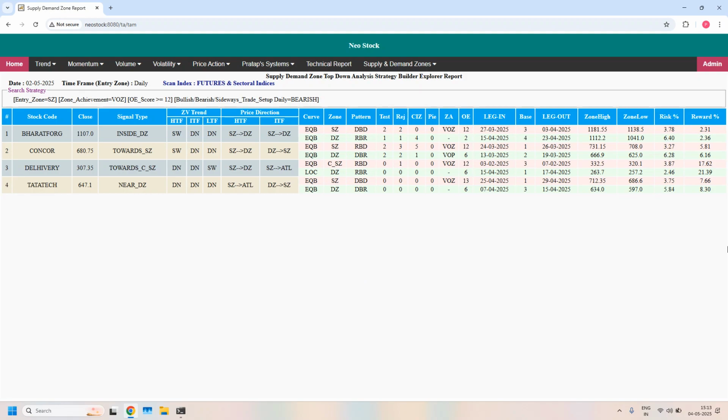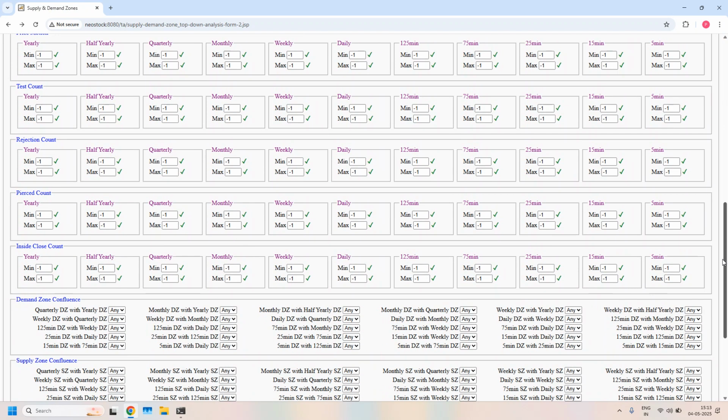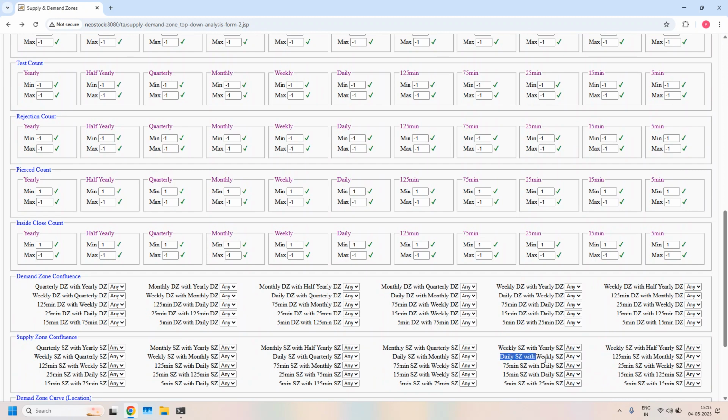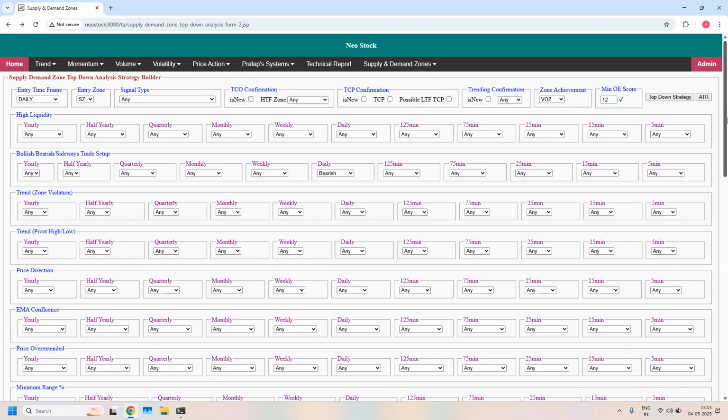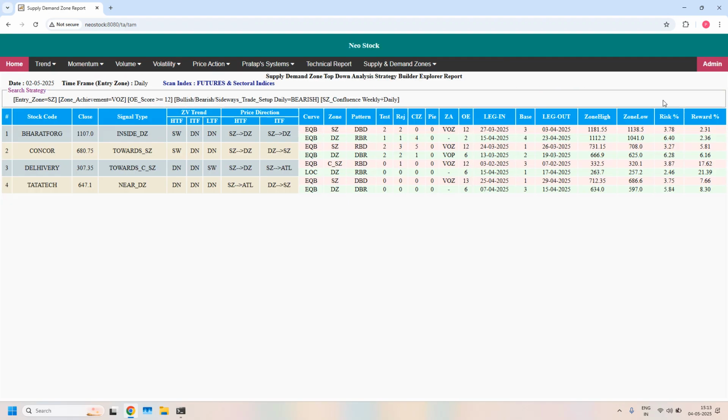Out of these 4, how many have a higher probability of success? That we will filter based on supply zone confluence. First filter: daily, weekly supply zone confluence. I enable the filter. Out of 4, all 4 are filtered. That means in all the 4 stocks, these daily supply zones are overlapped with weekly supply zone. And weekly trend is down in all the stocks.